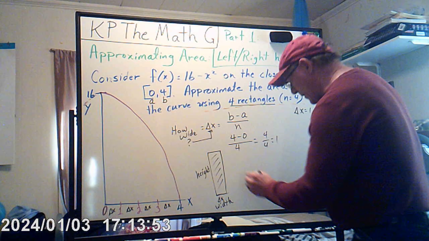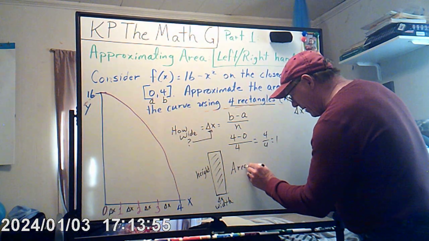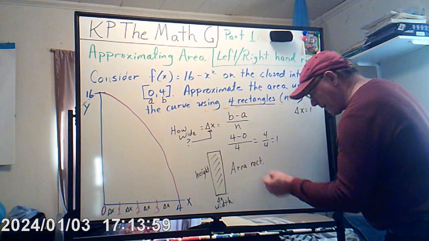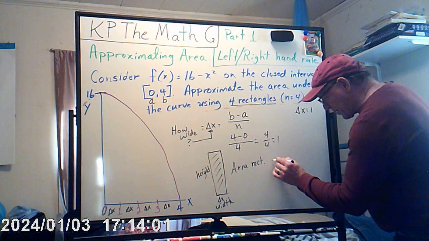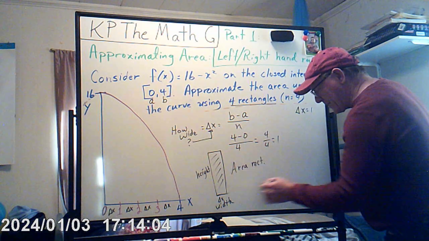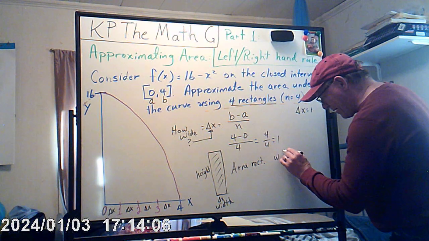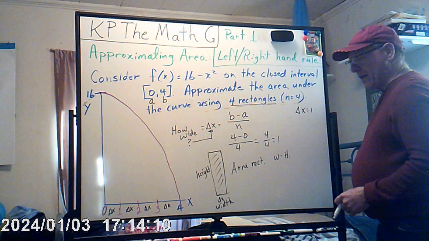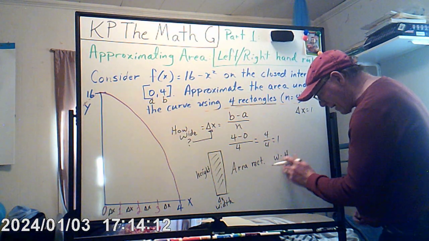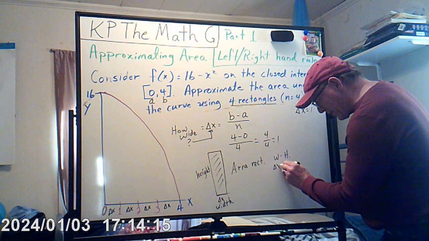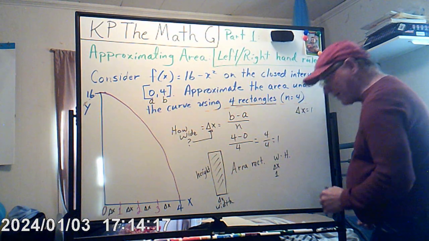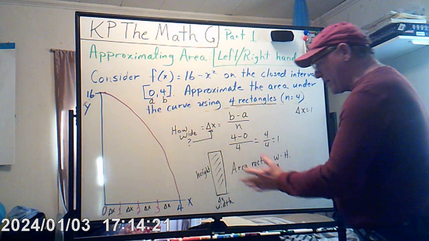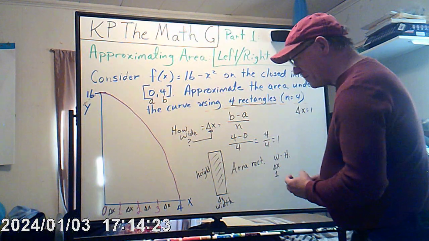Okay, so the area of a rectangle is length times width, or in this case it's the width times the height. Width times the height. Remember, we already know that the width is 1 unit. Just bear with me as we talk about this a little bit.